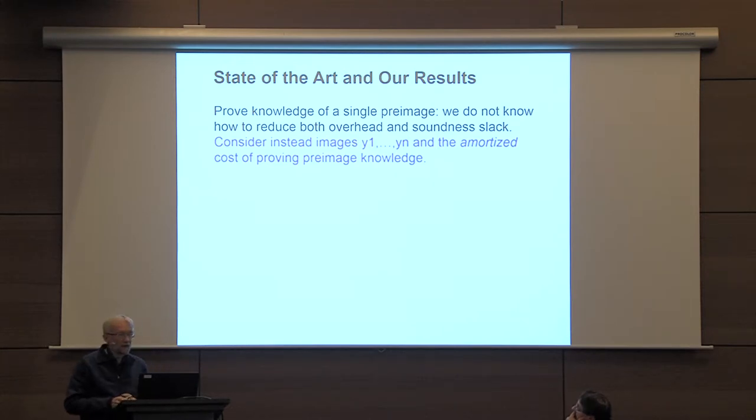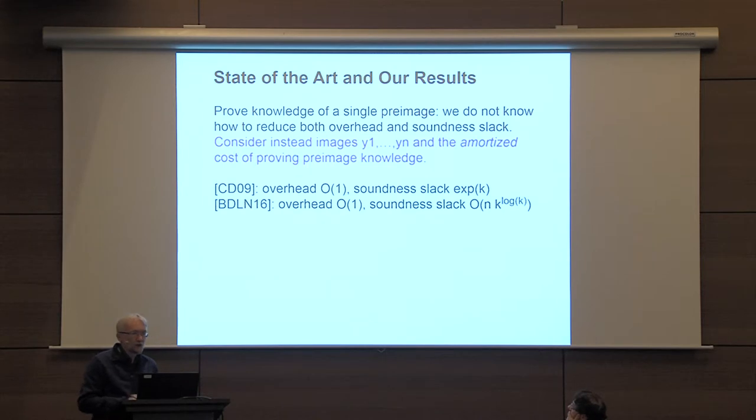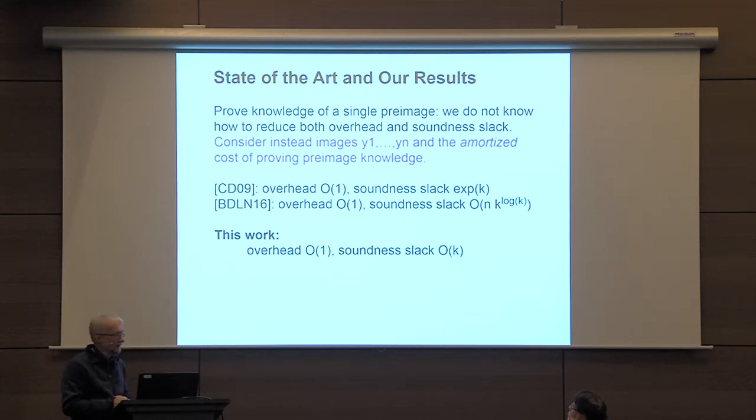So what people have done instead is said, let's consider a large number of images, y1 up to yn, and let's consider the amortized cost of proving pre-image knowledge. And that's been done a few times. There's work by myself and Bernard Kramer in 2009, where we get constant overhead, but unfortunately still exponential soundness lag. Much later, last year's Crypto with Baum, myself, Larsen, and Nielsen, we got also constant overhead, but now, let's say, quasi-polynomial soundness lag. In this work, we take the final step and we get constant overhead and linear soundness lag.